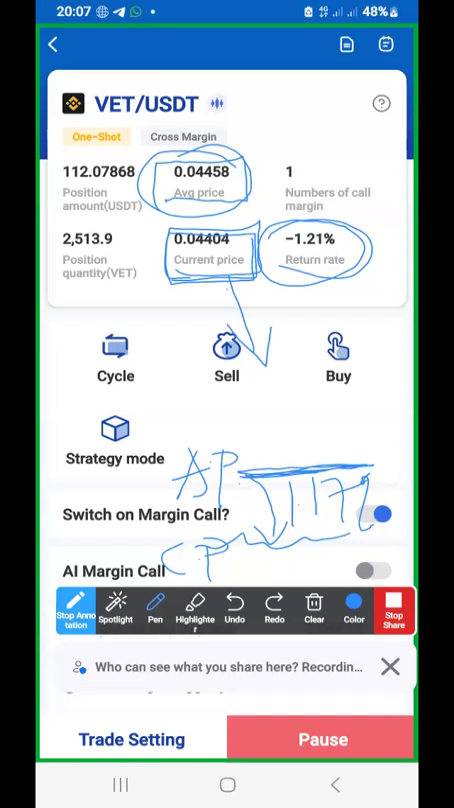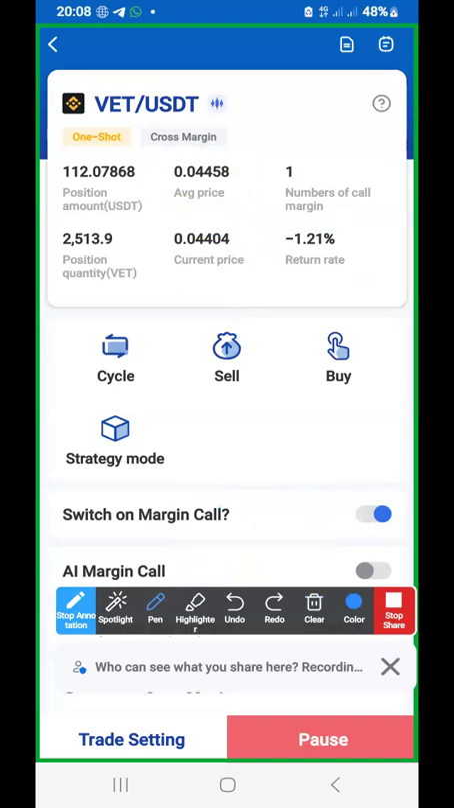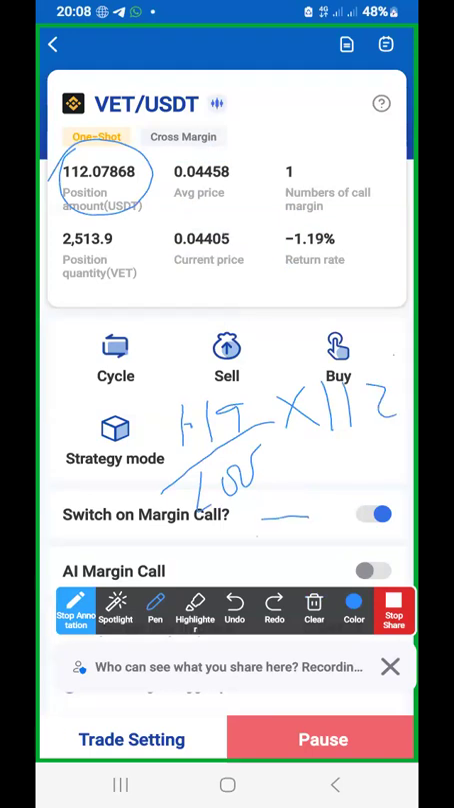Now imagine, how much of a floating loss am I in? I am in a floating loss of negative 1.24. If it is in terms of dollars, if I decide to sell when the price is below the average price by this percentage, how many dollars am I going to lose? It is simple. You get 1.19 over 100 times the capital, which is 1112. That is the amount of dollars I'm going to lose if I decide to sell when the price is below by 1.17% from the average price.